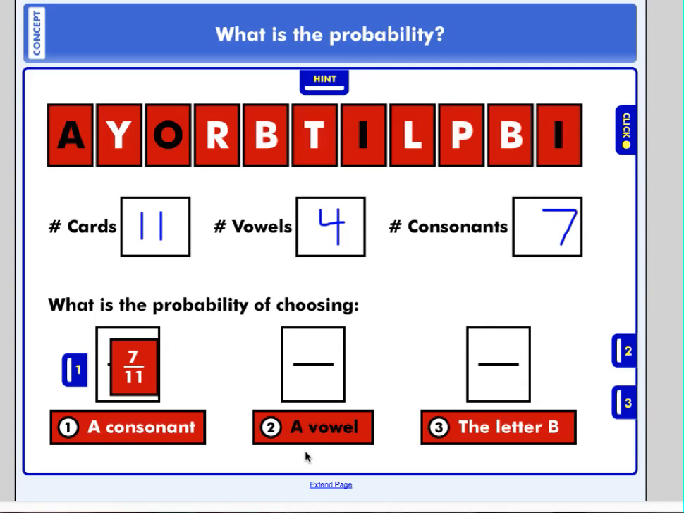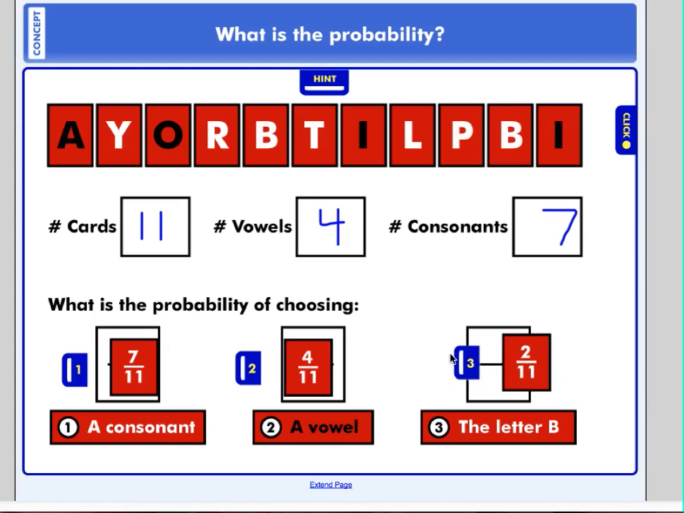How about the probability of choosing a vowel? Right, 4 out of the 11 cards are vowels. So the probability of choosing a vowel is 4 out of 11, or 4/11. How about the probability of choosing the letter B? Well, there are 2 B's in the word probability, so you have a 2/11 chance. Notice that a lot of times we represent probabilities with fractions.